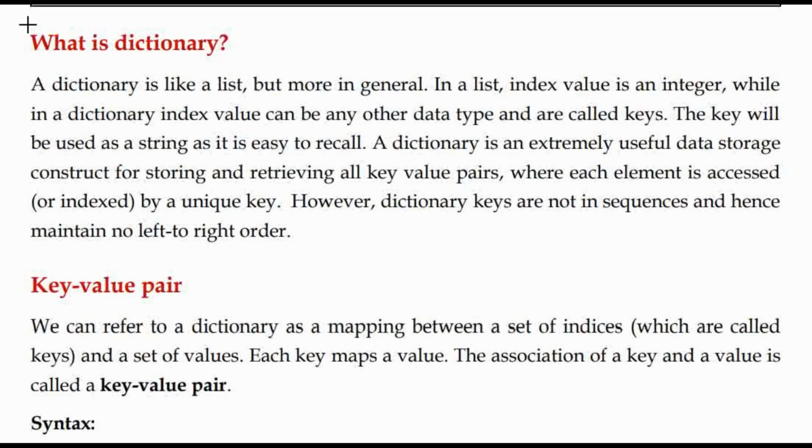First of all, we will discuss what is a dictionary. A dictionary is like a list, but more general. In a list, the index value is an integer, while in a dictionary, the index value can be any other data type and is called a key. The key will be used as a string as it is easy to recall.